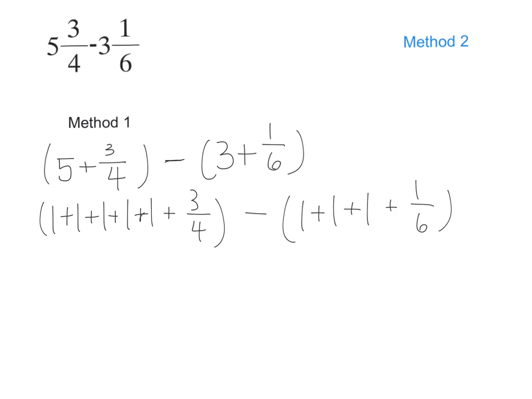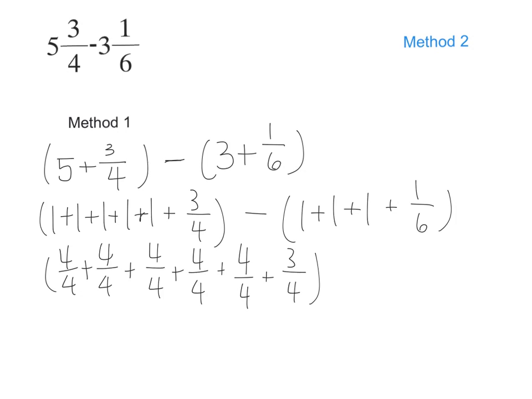Yes? Okay. Now, how many fourths is equal to 1? 4. So is this the same as 4/4 plus 4/4 plus 4/4 plus 4/4 plus 4/4 plus 3/4? Is that the same thing? Right? Because I have 1, 2, 3, 4, 5 plus 3/4. And over here, I have 6/6 plus 6/6 plus 6/6 plus 1/6.